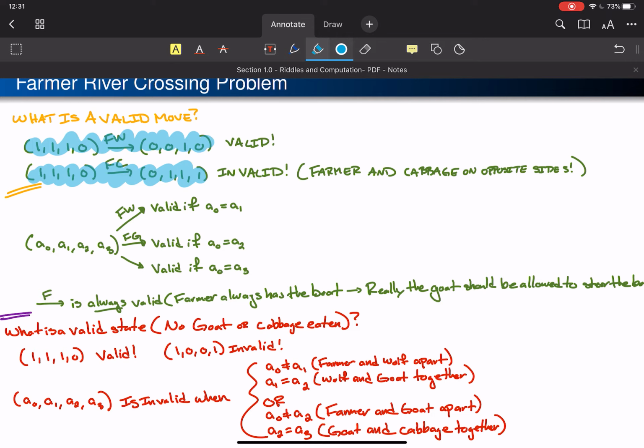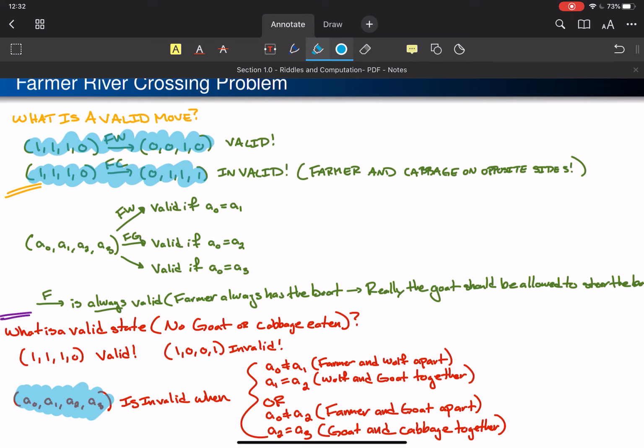The last little thing we need to chat about is what the possible valid states would be. Certain states are valid, and certain states are not going to be valid. And by not valid, I mean something's getting eaten. So we need to look at one of these little lists of 4 objects and identify where the farmer is, and then look at where the goat and the wolf are, and if they're together, see if they're on the same side as the farmer, as well as look at the goat and the cabbage and see if they're on the same side as the farmer. If those differ, then something is going to be eaten.